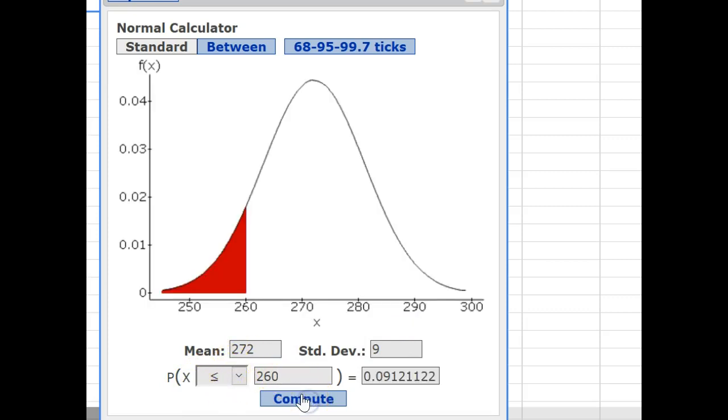If we hit compute, we can see that it gives us the distribution curve and shades to the left of 260, because we want the x's to the left of 260. And this 0.09121122 is the area of that shaded region.